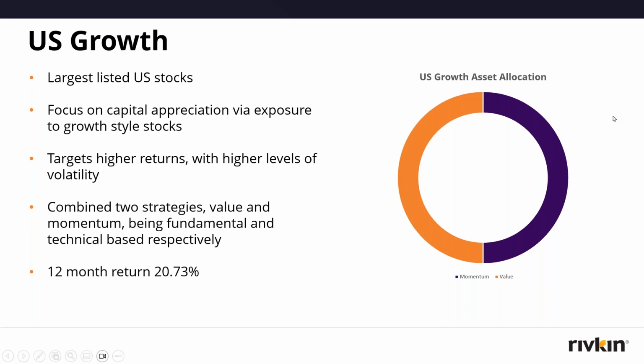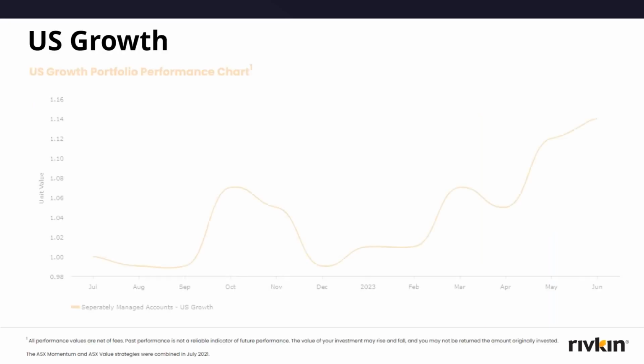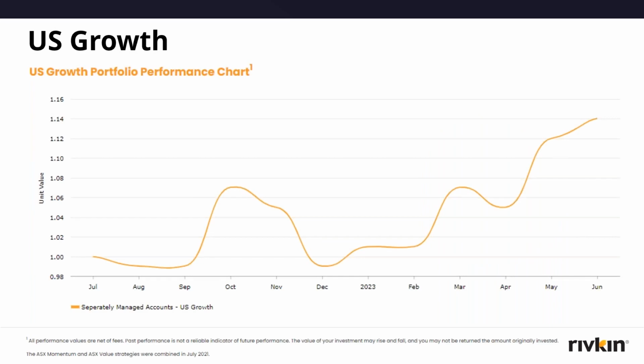And just as a reminder that the US growth portfolio, as it stands today, is unhedged to currency risk. So if the Australian dollar rises against the US dollar, then that's going to have a negative impact on the account, and vice versa. If the Australian dollar falls against the US dollar, then that's actually going to have a beneficial effect on the account. And just to show you how that has performed over the past 12 months as well.